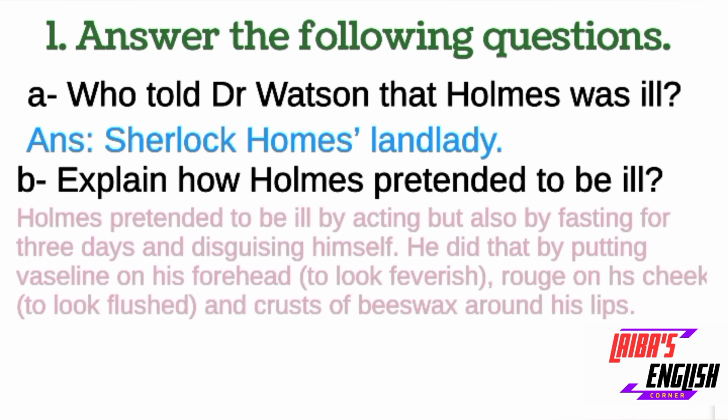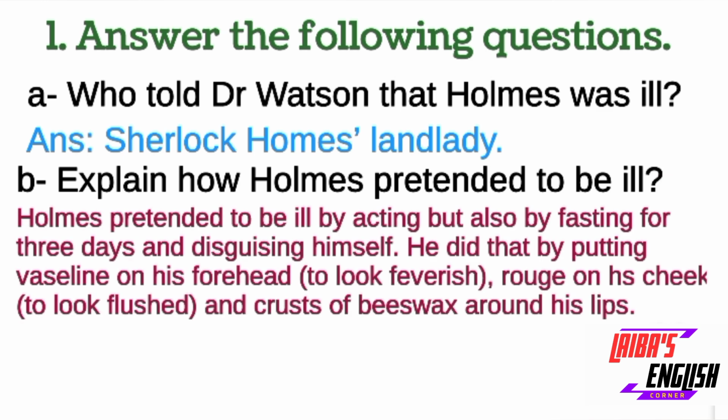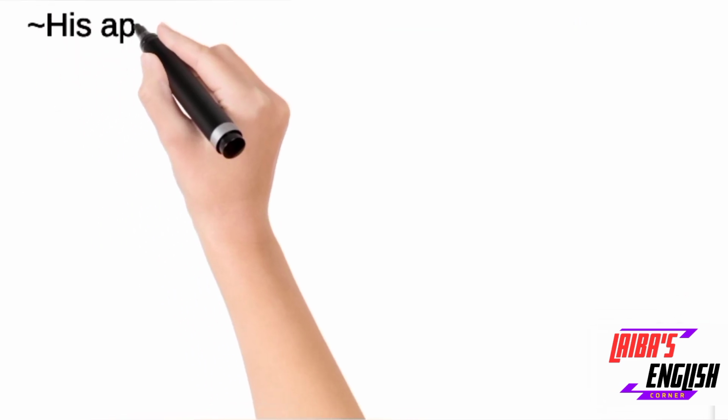Second question is, explain how Holmes pretended to be ill. Holmes pretended to be ill by acting but also by fasting for 3 days and disgusting himself. He did that by putting Vaseline on his forehead, rouge on his cheeks, and a crust of beeswax around his lips. So, as a whole, he fasted for 3 days. He applied different things on his face to pretend that he is very ill because he wants to arrest a criminal called Mr. Cleverton Smith.